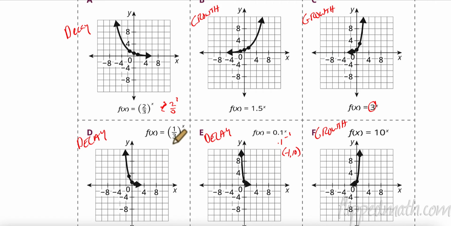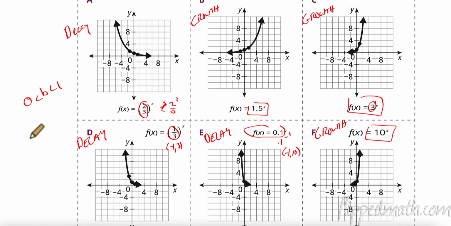So this one is like 1/3 to the -1 is like -1 comma 3, so that's how I got that one. All right, now if you look at all the decay ones, decay, decay, decay, all those numbers are between 0 and 1. All the b values are between 0 and 1. And if you look at the growth values, growth, growth, growth, all those are greater than 1. So if it's greater than 1, then it's going to be growth. If it's between 0 and 1, it's going to be decay.